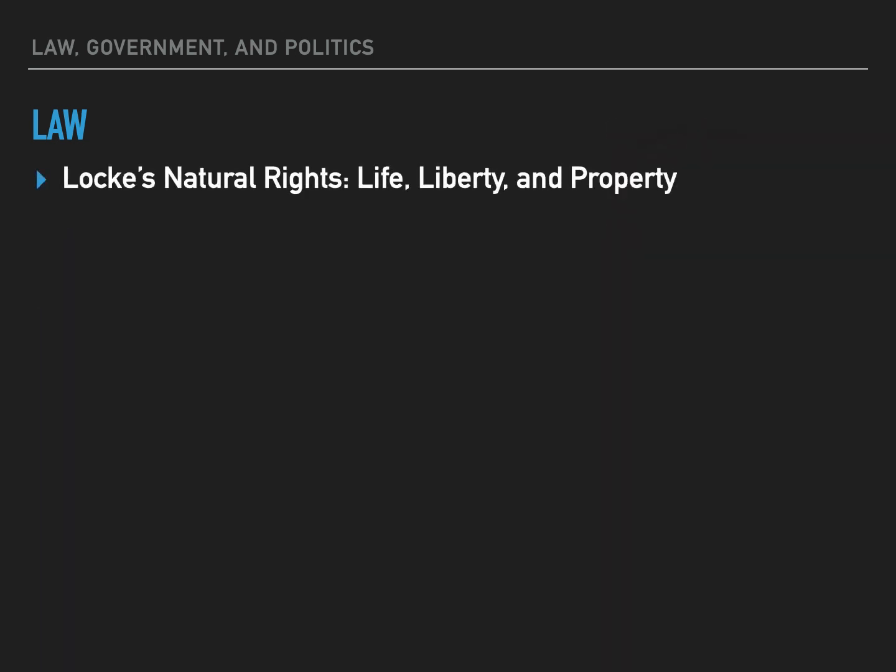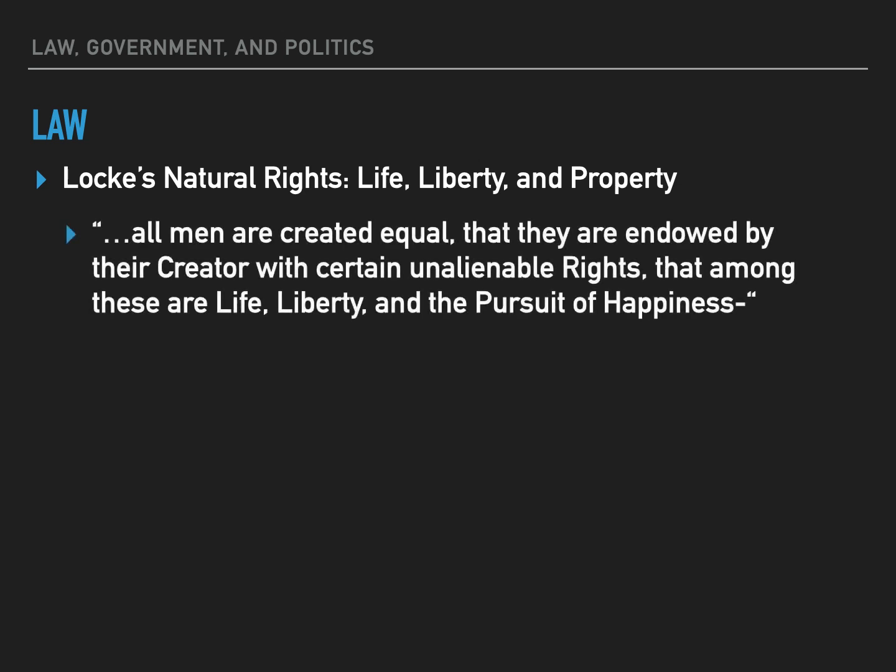Now, this whole contract starts with the idea that men come into the world with certain rights. Locke calls them natural rights: life, liberty, and property. Locke may have been the first to write about natural rights, but I think Jefferson said it best. All men are created equal. They are endowed by their Creator with certain inalienable rights, that among these are life, liberty, and the pursuit of happiness. Jefferson substitutes pursuit of happiness for Locke's property, but these are man's natural rights: life, liberty, and property.